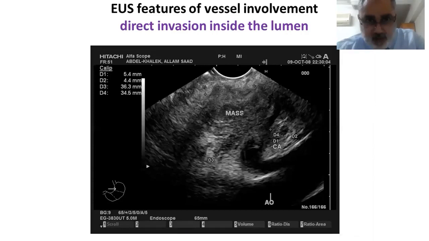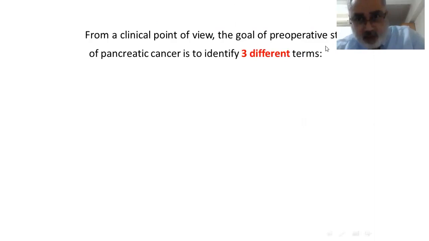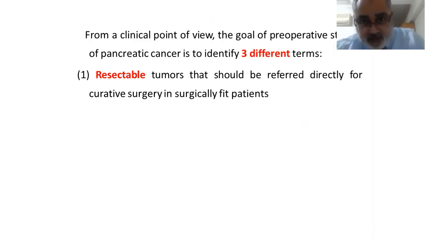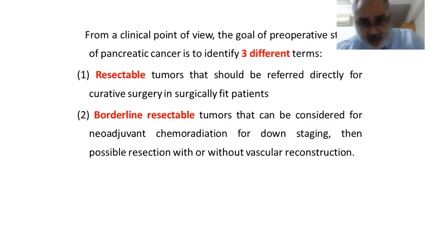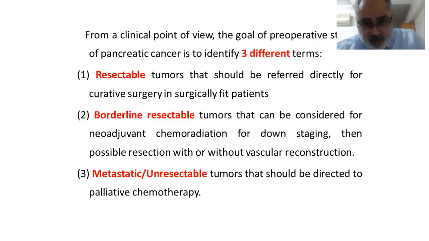So, from a clinical point of view, the goal of the preoperative staging of pancreatic cancer is to identify three different terms. When you do staging of a pancreatic mass, you should identify three different terms. Resectable tumors that should be referred directly for curative surgery in surgically fit patients. Borderline resectable tumors that can be considered for neoadjuvant chemoradiation for downstaging, then possible resection with or without vascular reconstruction. And metastatic or unresectable tumor that should be directed to the palliative chemotherapy.